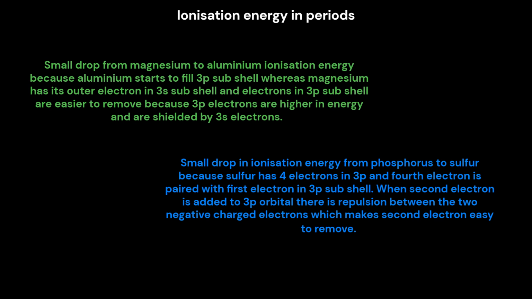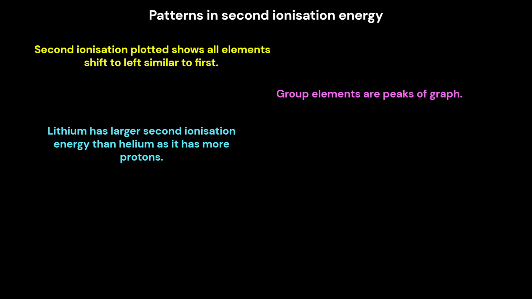Small drop from magnesium to aluminium ionization energy, because aluminium starts to fill the 3p subshell, whereas magnesium has its outer electron in the 3s subshell, and electrons in the 3p subshell are easier to remove because 3p electrons are higher in energy and are shielded by 3s electrons. Small drop in ionization energy from phosphorus to sulfur, because sulfur has 4 electrons in 3p and the 4th electron is paired with the 1st electron in the 3p subshell. When the 2nd electron is added to a 3p orbital, there is repulsion between the 2 negatively charged electrons, which makes the 2nd electron easy to remove.